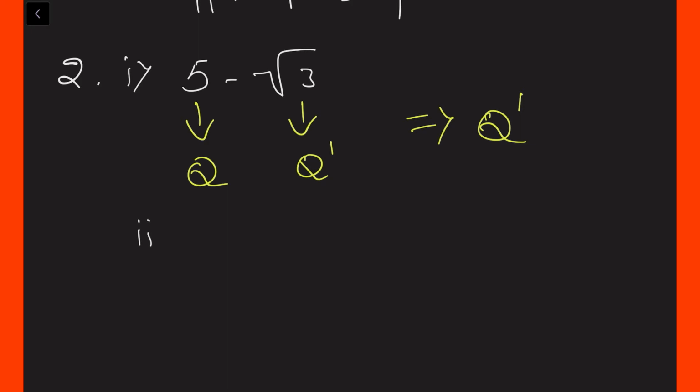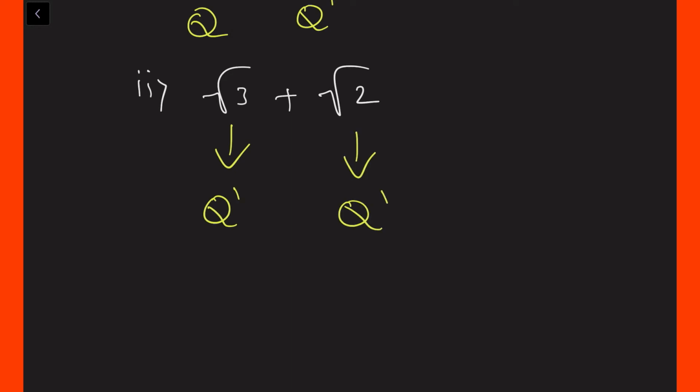Next, second question. We have √3 + √2. Here √3 is an irrational number, √2 is also an irrational number. So that's why our answer is again an irrational number. Next, let us move to the third one.